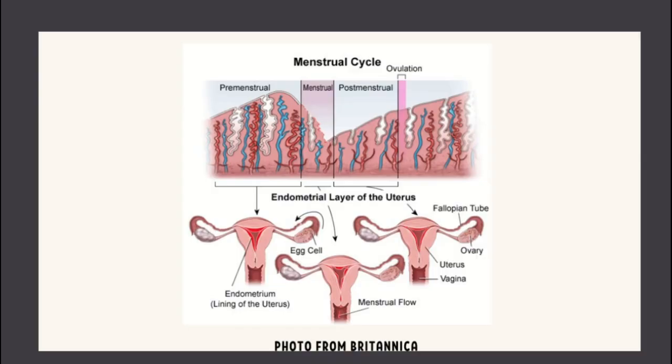So then this is just a quick diagram showing that the wall thickens, it builds up, the egg doesn't get fertilized, so the wall begins to fall down. And then over time, as the egg is released, the body starts to build up the wall again. So basically that's what happens every single month. The wall is going to build up. If it becomes fertilized, then it stays.